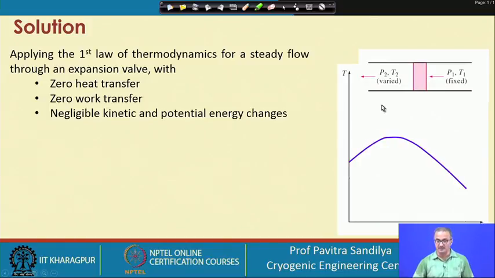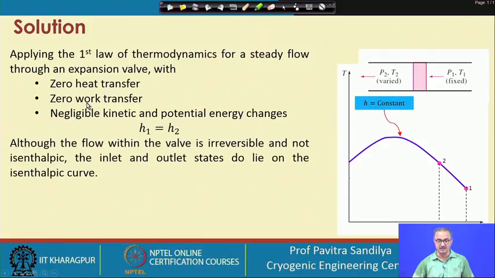With this we shall get this kind of line, and if we make it an isenthalpic line, then H is constant here. Suppose here we have P1, T1 and suppose here we have P2. Now in this case H1 is equal to H2 because of these assumptions. This is from the first law of thermodynamics, and these two may be at different places on this isenthalpic curve.